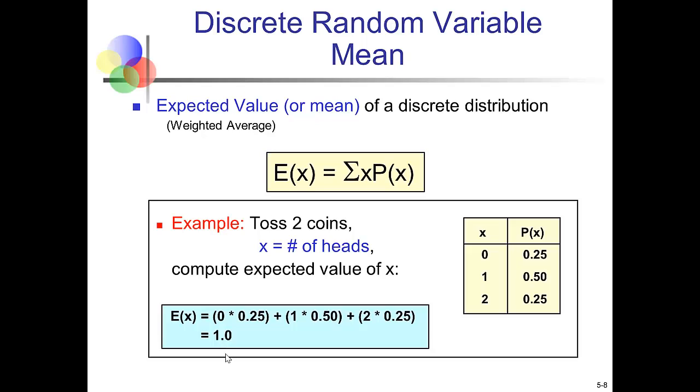Now that's on average in the long run. This expected value is really the long run average of the experiment. So we could easily toss a coin twice and get 2 heads. But in the long run, the average would be 1.